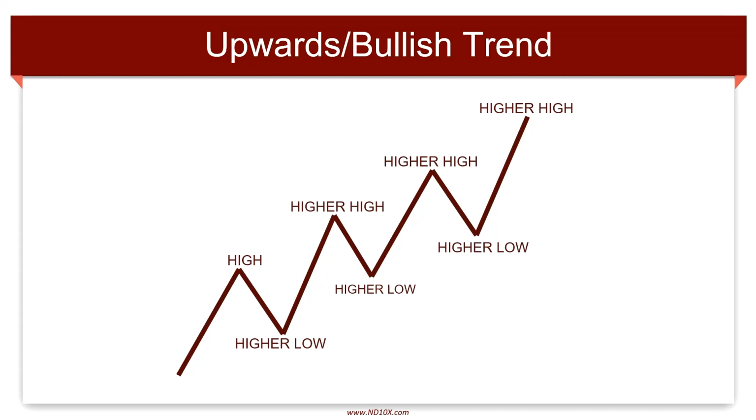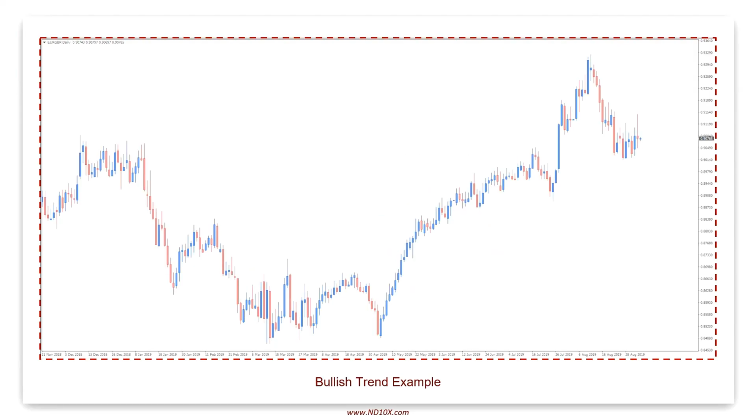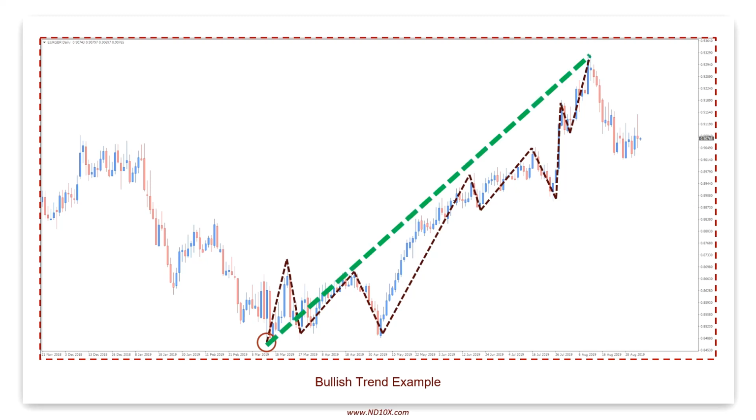So this is an example of what we are going to search for in a chart to get a clue that the market is in the uptrend. We want to see a series of higher highs and higher lows. If we look at the Euro Pound daily chart and start from the bottom and draw a simple line that connects the swing points, we can see more higher highs and higher lows being developed. So we can easily say, okay, this is an uptrend.